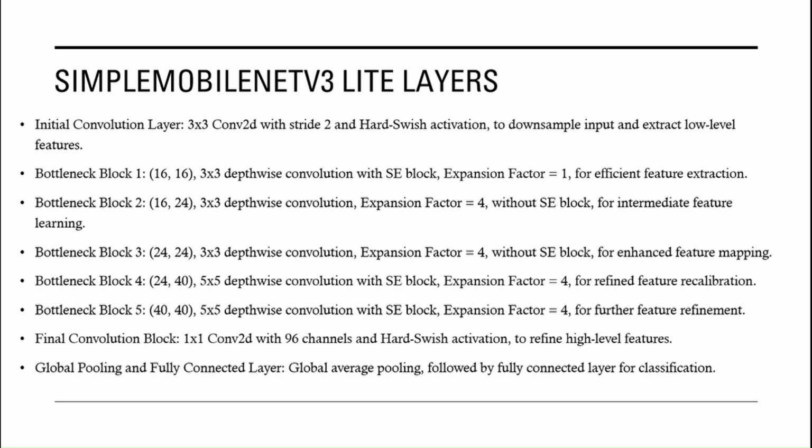This layer downsamples the input and extracts low-level features. The next is the bottleneck blocks. These are 5, using a depth-wise separable convolution structure for efficient computation. Each bottleneck block has 3 main components: point-wise convolution expansion, depth-wise convolution, and point-wise convolution projection.